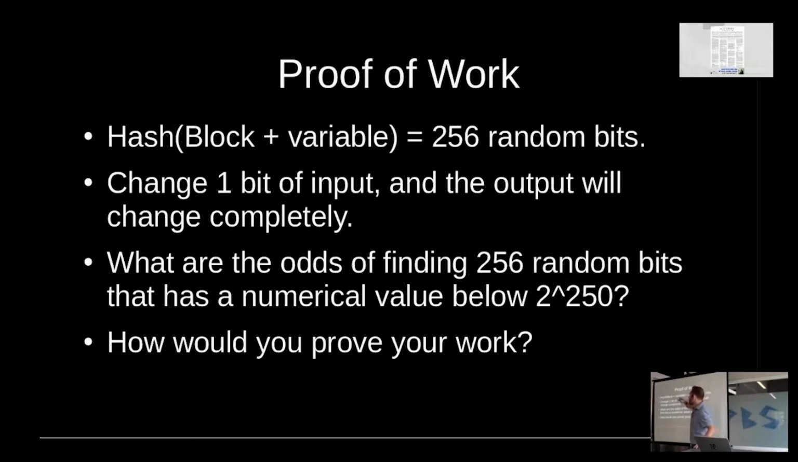You have to maybe do this a million times to get a number that satisfies this condition. But once you find that number, and you want to tell everyone else, it's very easy. You just give them the number and they do it themselves. And they're like, oh yeah, you're right. You got the right number. And so that's proof of work. That's pretty much what it is.